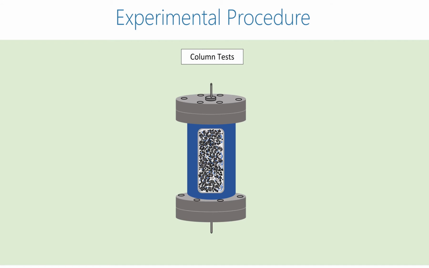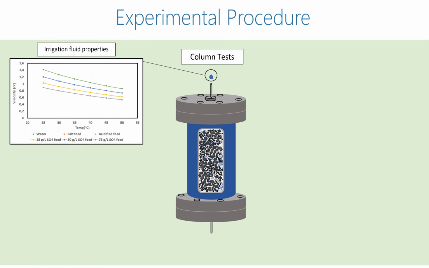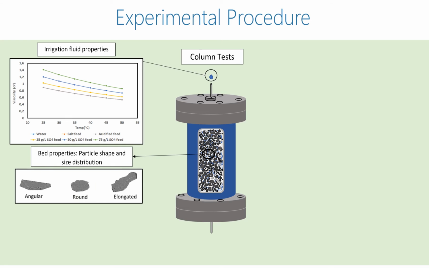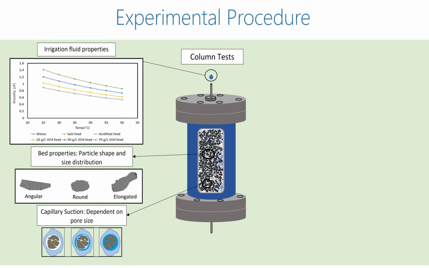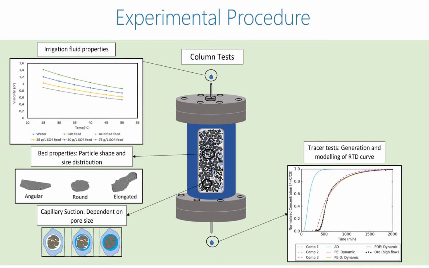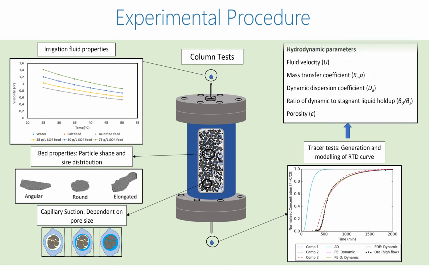To take you through my column test, I will begin by first characterizing my irrigation fluid in terms of viscosity and density. I will then be using 4 different packing materials that vary in terms of particle shape and particle size distribution, as I understand that this has an effect on the capillary suction that is present within my bed. I will then quantify this effect by conducting tracer tests using potassium chloride to generate residence time distribution curves, and these curves will then be modeled in order to obtain different hydrodynamic parameters.